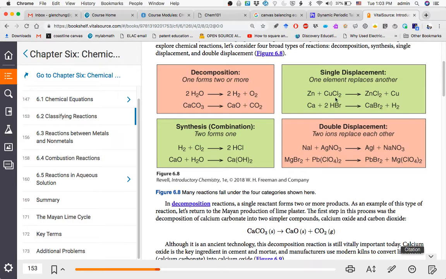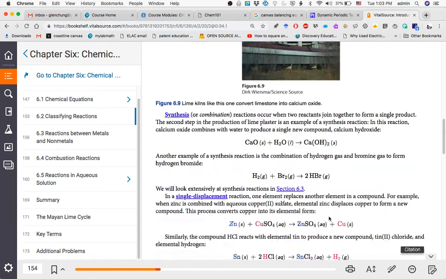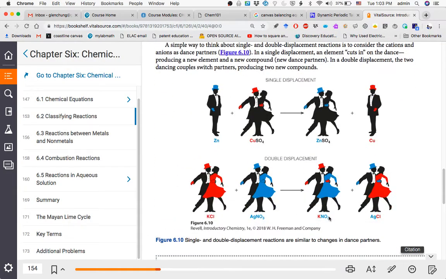The other kind is the single displacement reaction. And of course, there's also the double displacement reaction. And I have some pictures to show you about that. Well, I don't have them, but it's in your textbook. So here's an example of a single displacement reaction. Notice we've got zinc plus copper 2 sulfate.